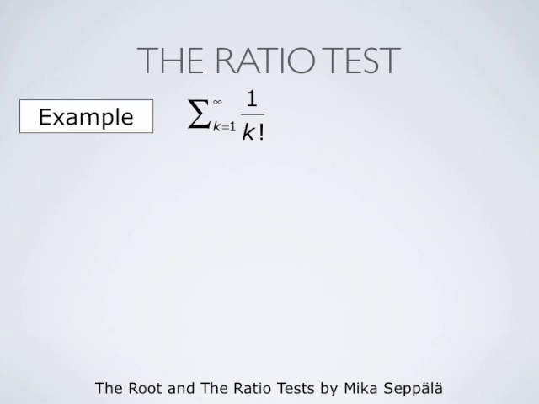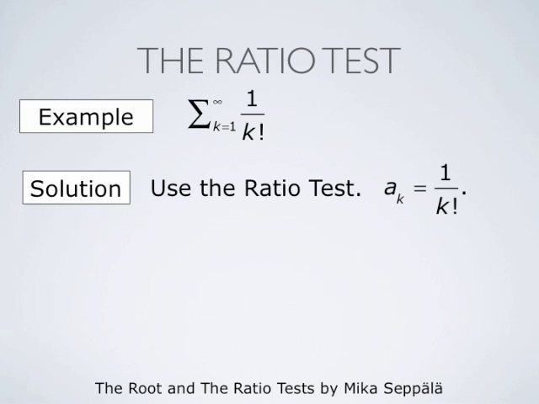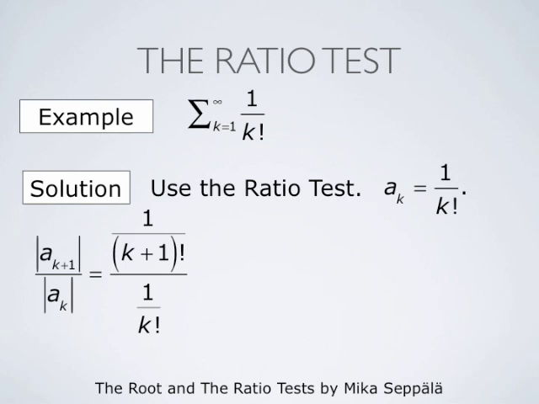The series summation k from 1 to the infinity 1 divided by k factorial is an important one. Now, to study the convergence of that can be easily done using the ratio test. In this case, ak is 1 over k factorial. K factorial here means the product of all numbers 1, 2, 3 all the way up to k. So ak plus 1 absolute value divided by ak absolute value is 1 divided by (k plus 1) factorial, and that divided by the ratio 1 divided by k factorial.